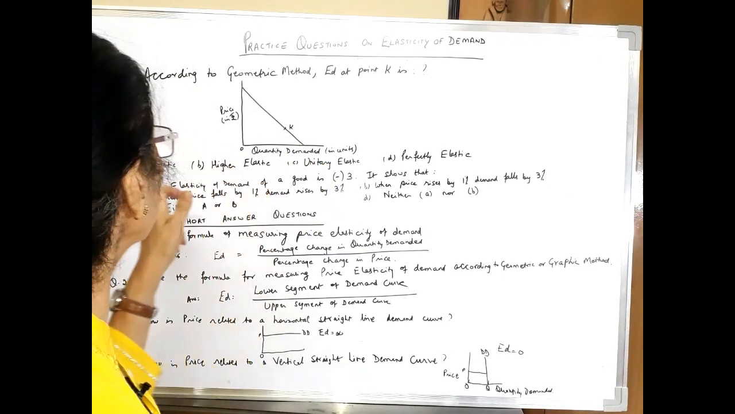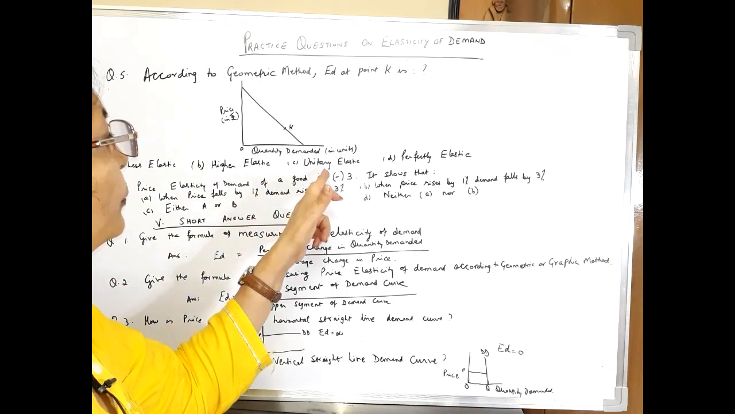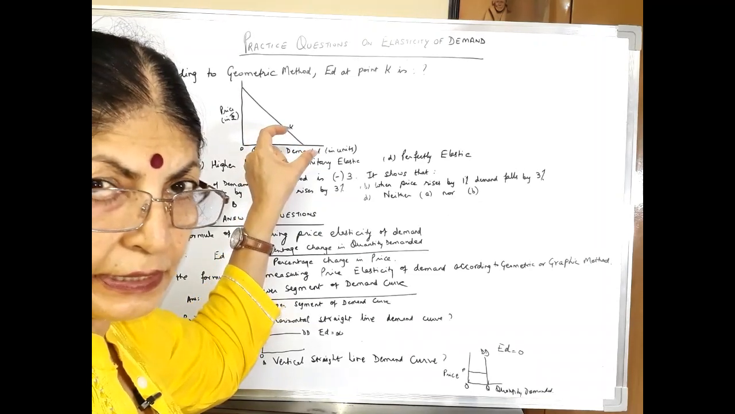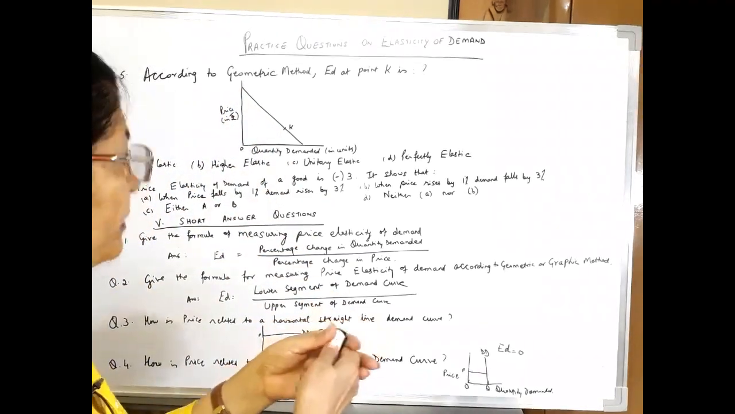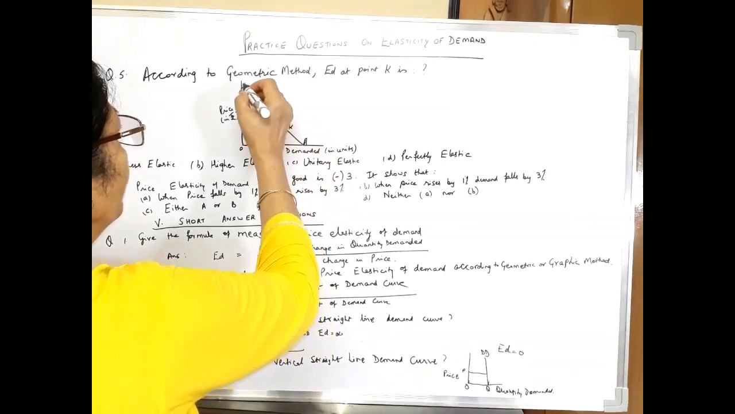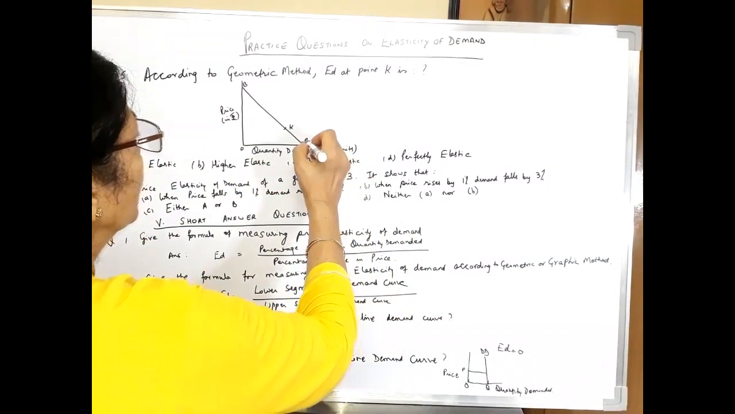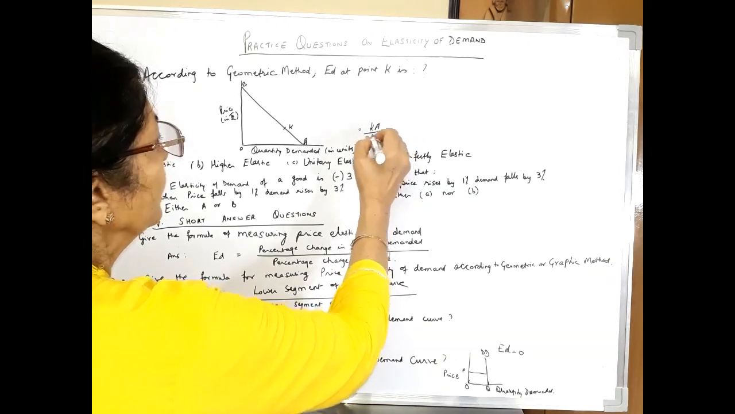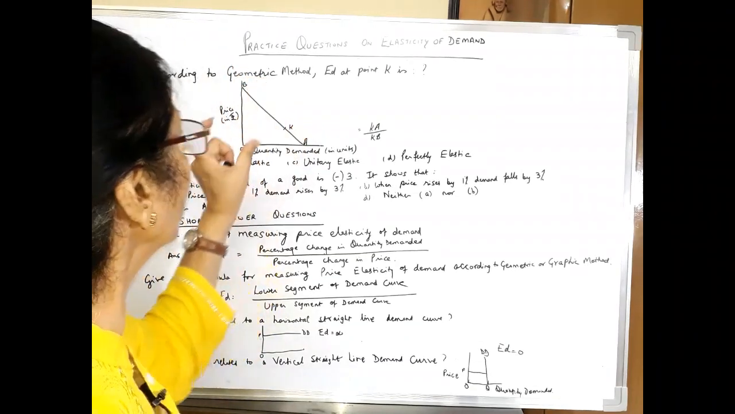The options given to us are less elastic, higher elasticity, unitary elasticity, perfect elasticity. Now we have to measure the distance from this point to this point and then from this point to this point. Let us say this point is point A and this point is point B. So elasticity at point K will be equal to KA upon KB. This lower segment of the demand curve divided by upper segment of the demand curve.